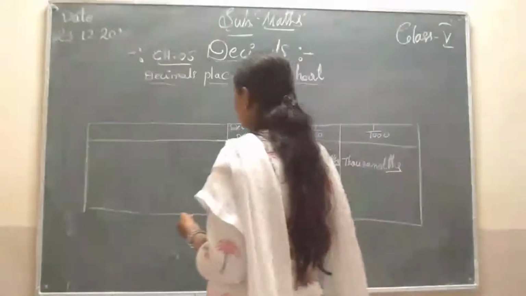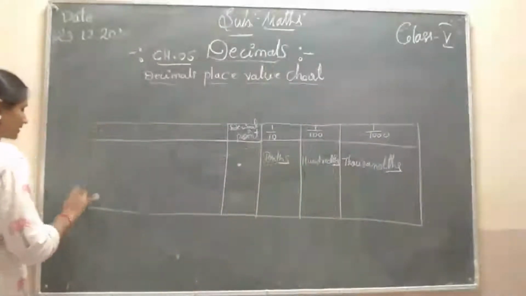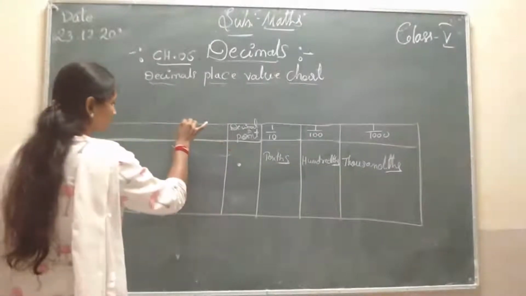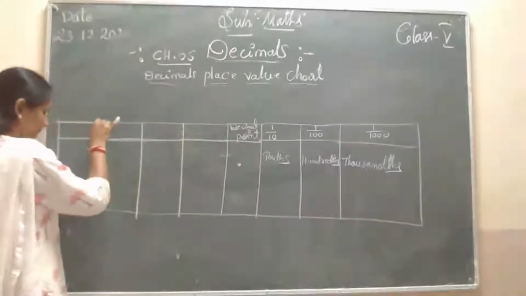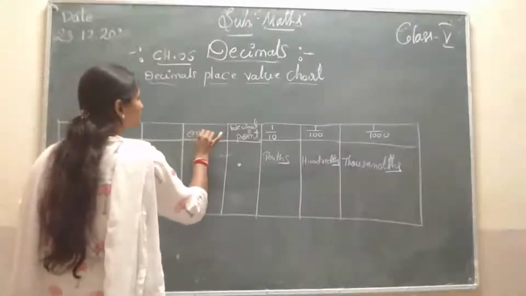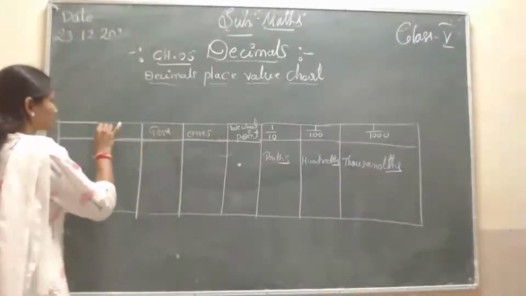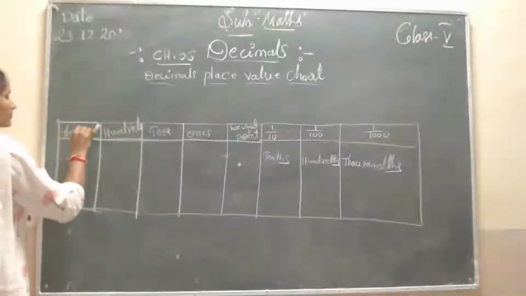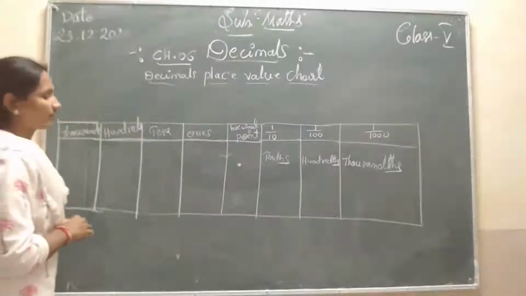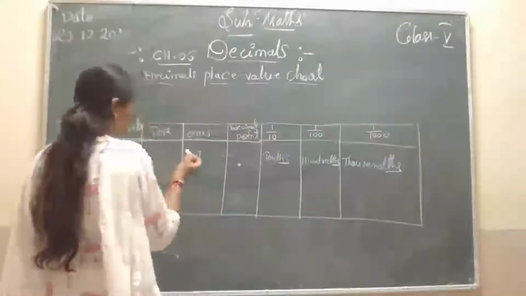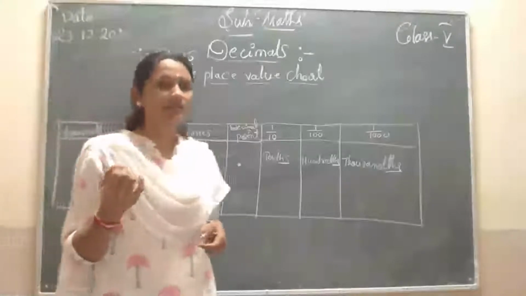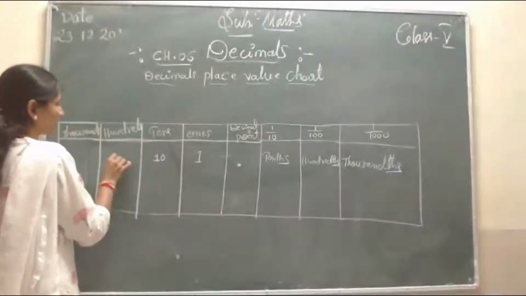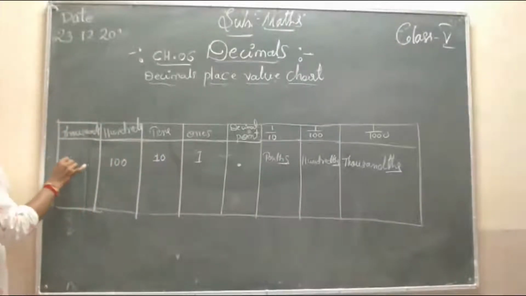Students, what are the places before the decimal point? That is ones, tens, hundreds, thousands. So for ones we have to write 1, because dividing by, how to take that as a 10. Next is the tens. So 10, then 100, then 1000, thousands.